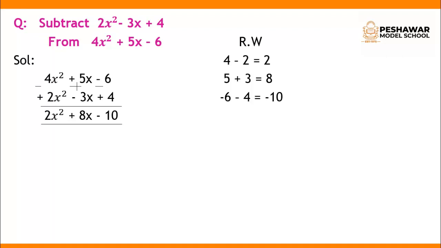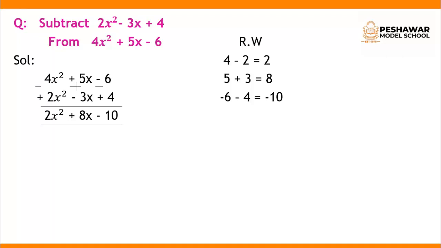Now in a subtraction question, we have to change the sign of the terms in the second polynomial. If there is a positive sign, it should be changed into a negative sign. If there is a minus sign, it should be changed into a plus sign. So my dear student, you have to change the sign of each term in the second polynomial. Now we have to add up their coefficients.